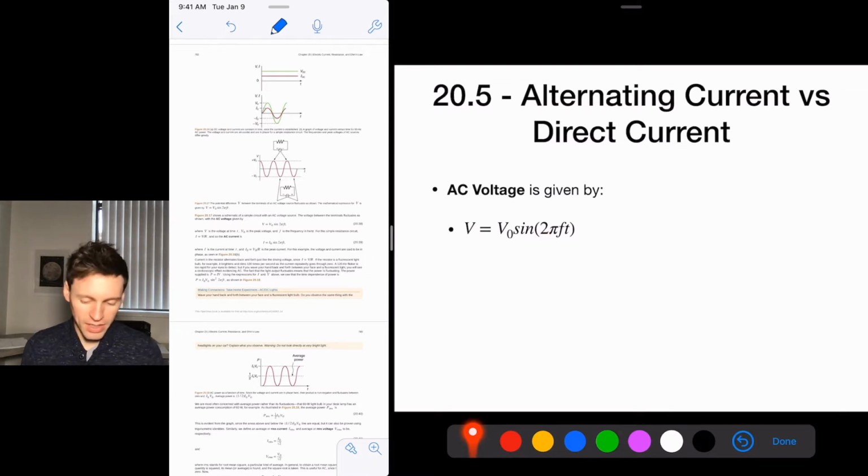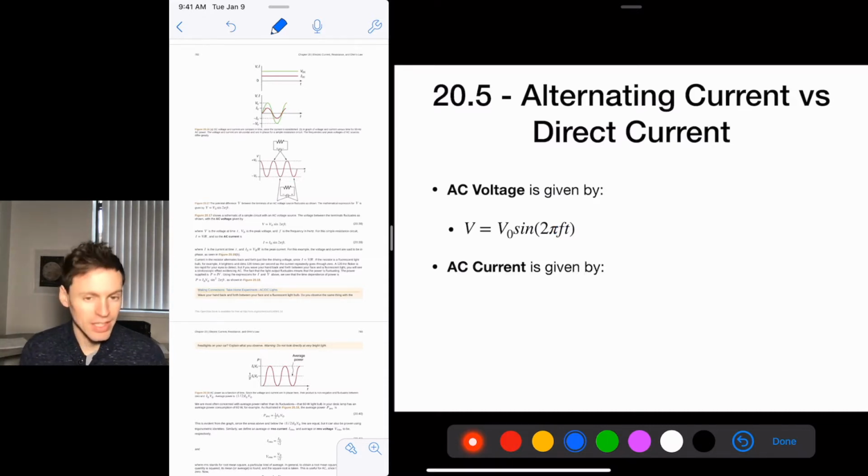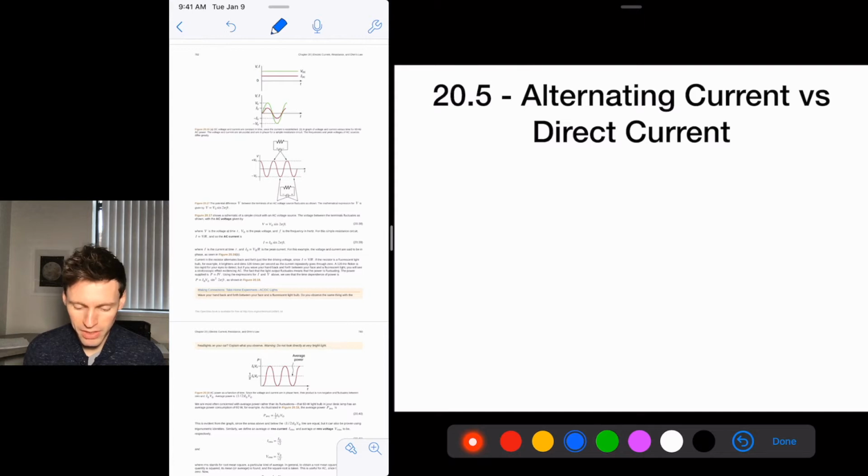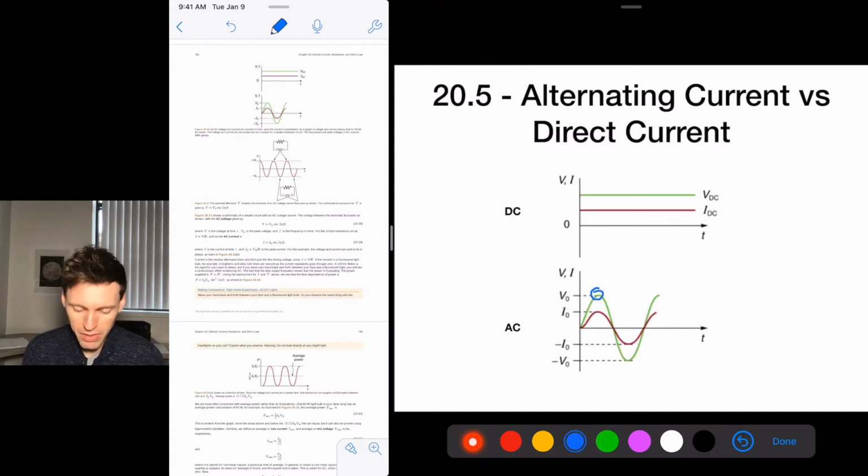The 2 pi is a constant, the t is your time variable, and f is the frequency, or how quickly it's oscillating. You can get the same thing for current, I0 sine of 2 pi ft. So the peak current is given by the peak voltage divided by the resistance in the circuit. If we go back to this graph, there's your peak voltage, and if you want to know your peak current, it's just V equals IR, V0 equals I0R, so your peak current is V0 over R, and that will calculate that point there.